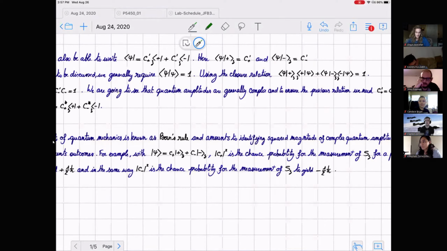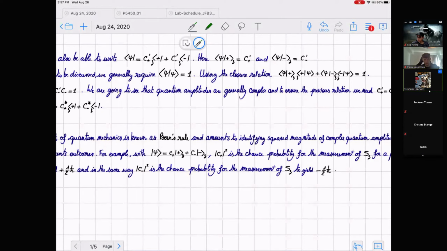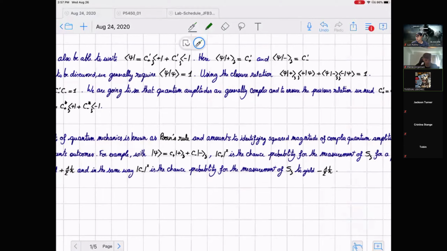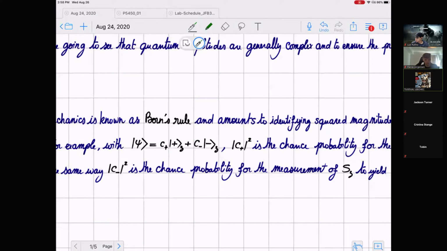Okay, so what I was pointing at is that the state psi can be described as a linear combination of two states, plus sub z and minus sub z, corresponding to the two possible outcomes of the measurement of the z component of the angular momentum of the particle. And this superposition involves two coefficients, c plus and c minus. The way these coefficients are interpreted under Born's rule is that, first, they are complex numbers, and their magnitude squared is the probability for the electron to be observed in the state plus sub z.